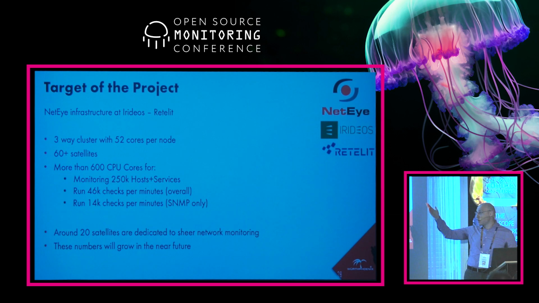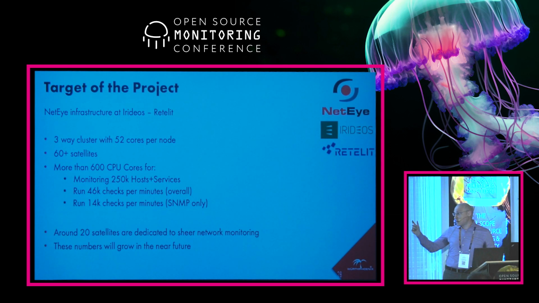As you can see, we have a 3-way cluster with 52 cores per node, helped by more than 60 satellites, resulting in more than 600 CPU cores for monitoring. We are monitoring actually 350,000 hosts and services, around 46,000 checks per minute. Not so much, too much, don't know. We are doing it. And of them, 40,000 are only SNMP. Doing some math, we have around 20 satellites dedicated only to network monitoring. This is a huge number, and it is bound to grow because Red Elite is expanding its business.